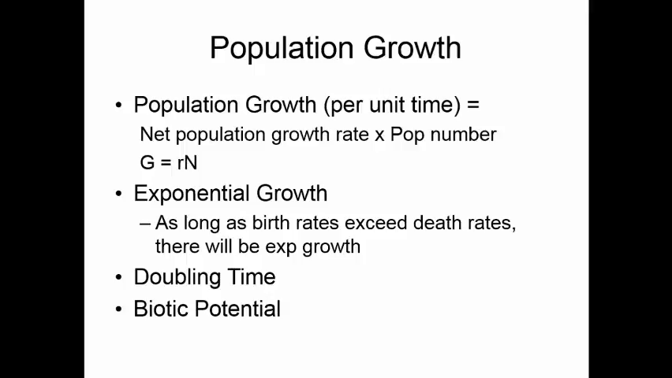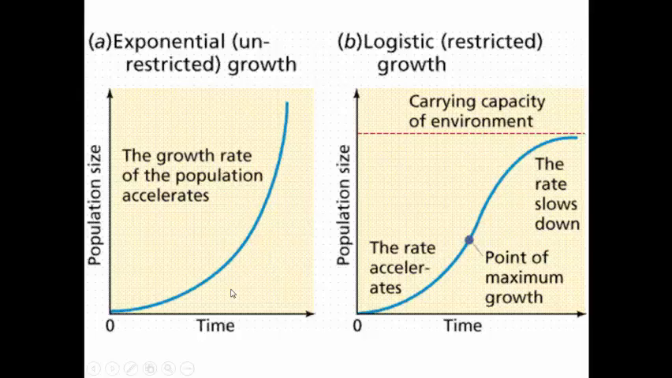So doubling time is the amount of time it takes for a population to double. Sorry, so going from 5 billion to 10 billion to 20 billion to 40 billion, that kind of idea, and see how fast the population increases. And it depends on the biotic potential, how the organisms grow, how they reproduce, and that kind of thing.